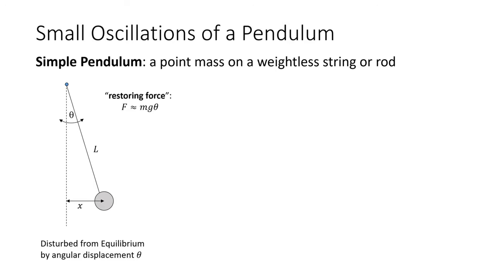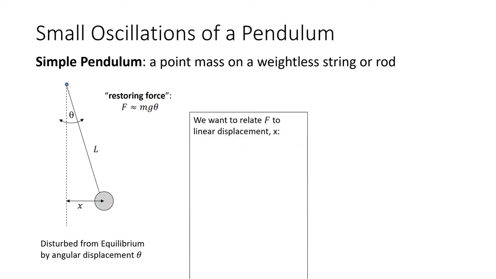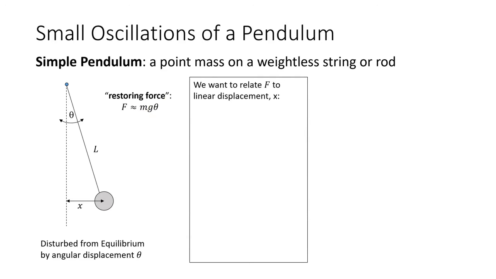So to get there, we want to think about that restoring force. Remember, we just said that it's approximately equal to the weight of the bob times the angular displacement. Looking at our graph, if we want to think about this restoring force in terms of x, that linear displacement from equilibrium, rather than in terms of theta, that angular displacement from equilibrium, what we can do is use the arc length formula. So here we know that arc length S is equal to R times theta.